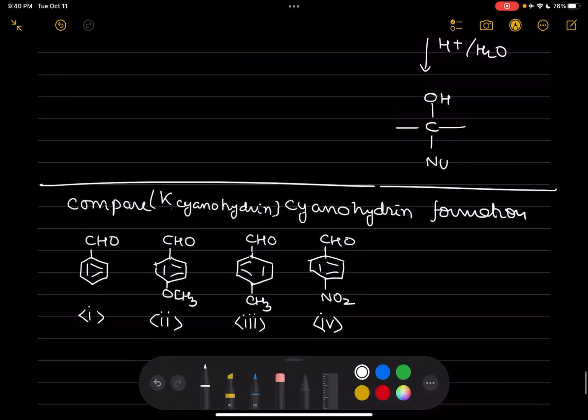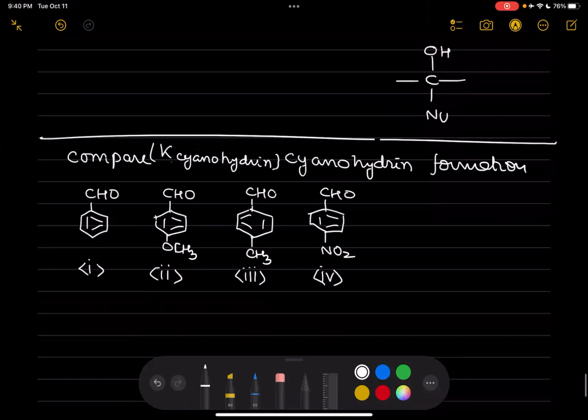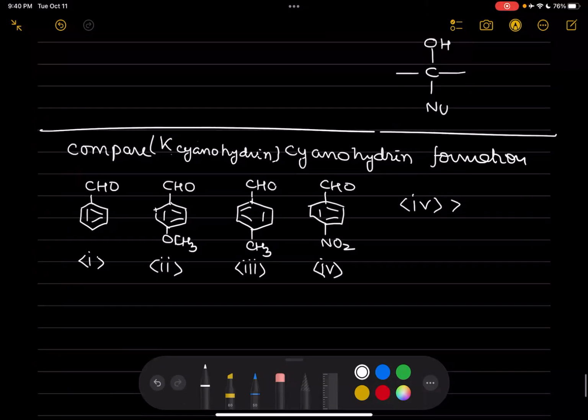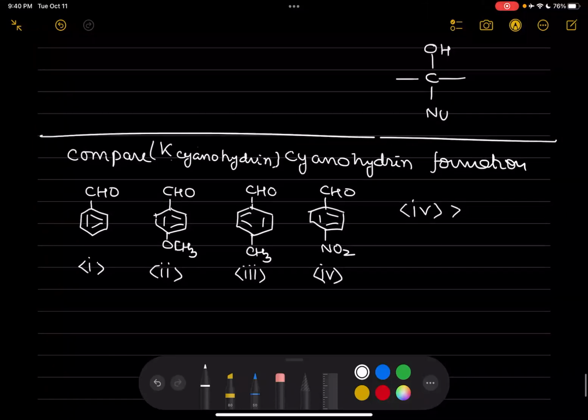Sir, is it option 4? Yeah, fourth is going to be the maximum one. And then, correct. Option number, I think, 1. Option number 1. So, because OCH3 and CH3 are electron donating, right? Yeah, electron donating groups. Yeah, option one, correct.